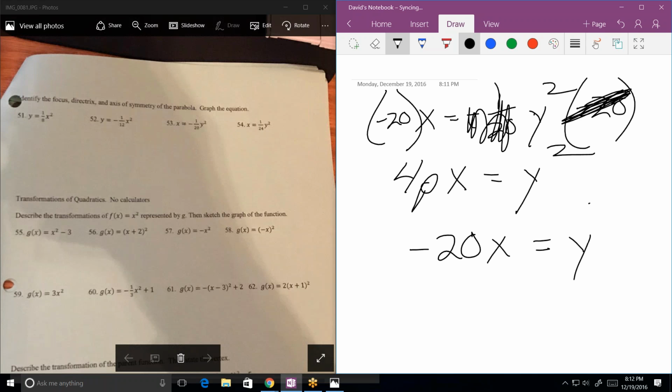That's the format you want. You want your coefficient to be in front of the term that is not being squared. So what's p equal to? Minus 20 is equal to 4p, so p is equal to minus 5.